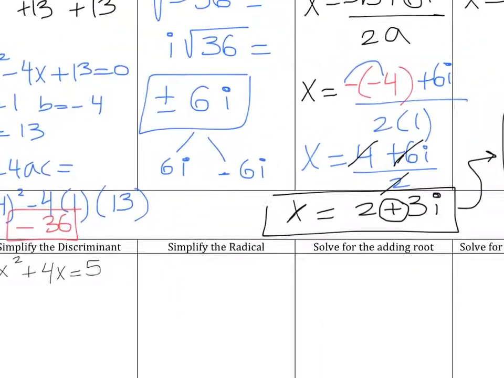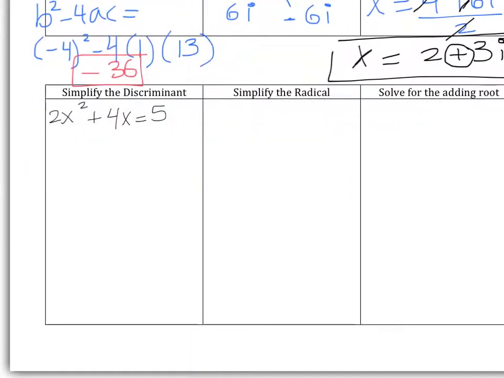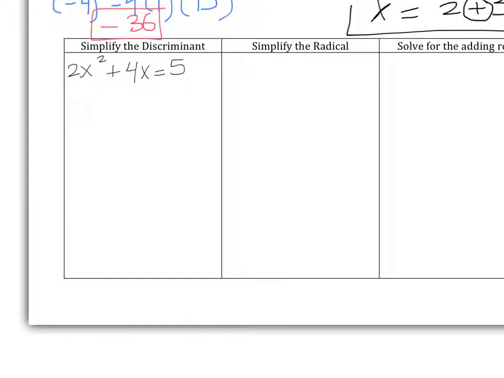Now let's move on. As you can see, we got 2 imaginary numbers since the discriminant was negative. Now let's move on to the third example.